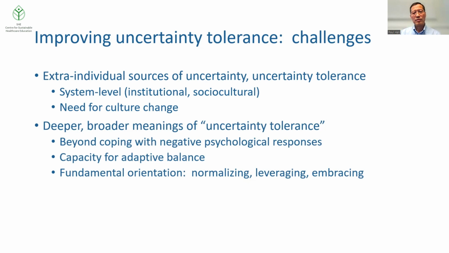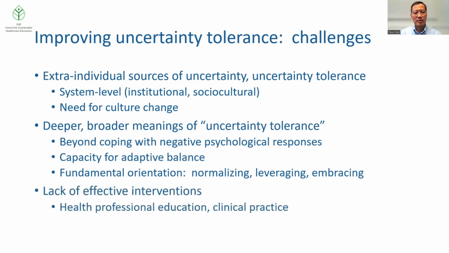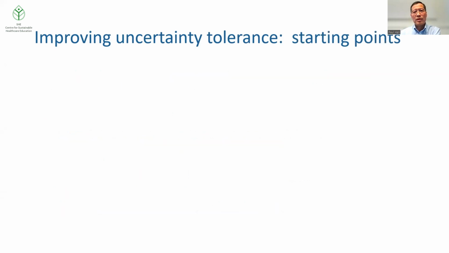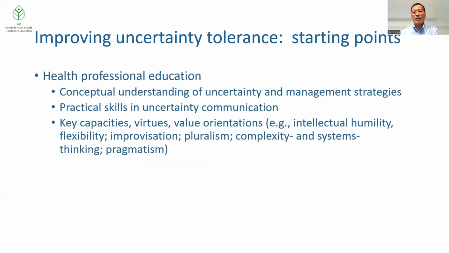And we need to think about uncertainty tolerance really as a fundamental orientation towards uncertainty, and that allows us to normalize the experience, and also perhaps to even leverage it for the benefit of a person in a particular situation. And then finally, there's a lack of effective interventions to improve uncertainty tolerance, both in medical education and practice. And these are all huge, I think, challenges to the idea of improving uncertainty tolerance. Having said that, I think that there are some promising starting points, and that this is something that we need to really try to address as a medical profession.